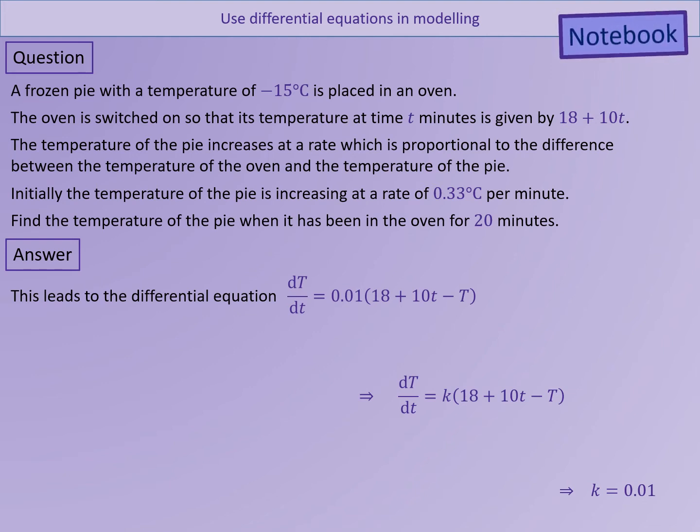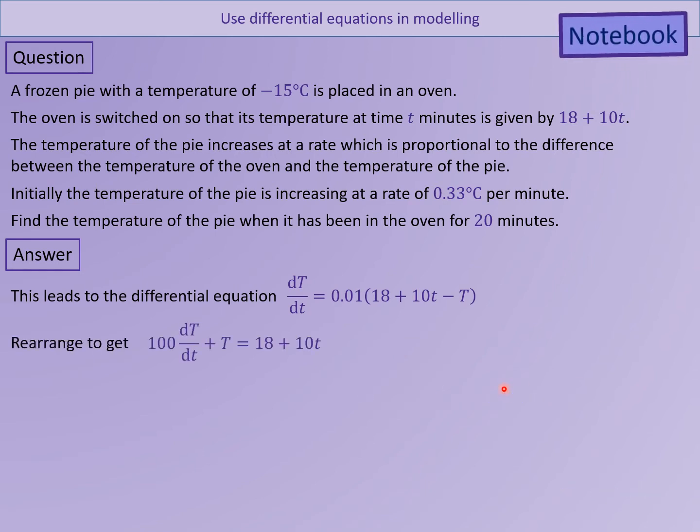And I can say I've got my differential equation ready to work out now because I've only got two variables in it, the temperature of the pie and time. Right, so let's get rid of those two bits and let's rearrange our differential equation. Now at this point you could have two options.